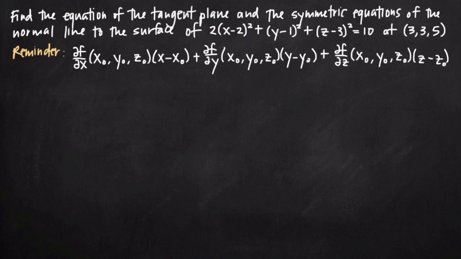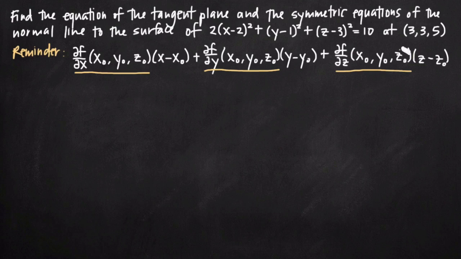Now, as a reminder, I've written the formula for the equation of the tangent plane. What we need to realize about this formula is that there's really just 3 components to it. We have our first component here, which is the partial derivative of f with respect to x, evaluated at the point x sub 0, y sub 0, z sub 0. And this x sub 0, y sub 0, z sub 0 point is the point we've been given, 3, 3, 5. So essentially what we're going to be doing here is taking the partial derivative with respect to x and evaluating it at that given point. Then we're going to take the partial derivative with respect to y and evaluate it at the given point. Then we're going to take the partial derivative with respect to z and evaluate it at the given point.